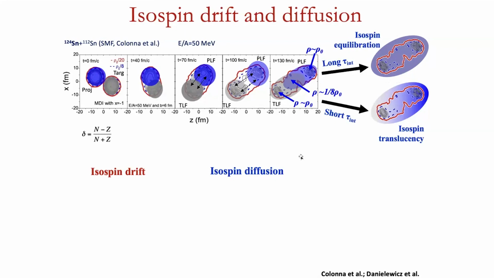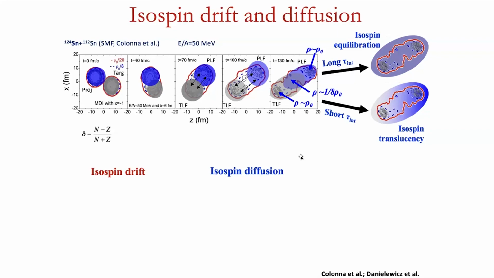So at the end, if you have a very long interaction time, then you succeed, of course, to have this uniform distribution. But if the interaction time is not long enough, which depends on the impact parameter and the beam energy, you break up the system and you have a different N over Z of these two fragments here, which is not the same that you had at the beginning.